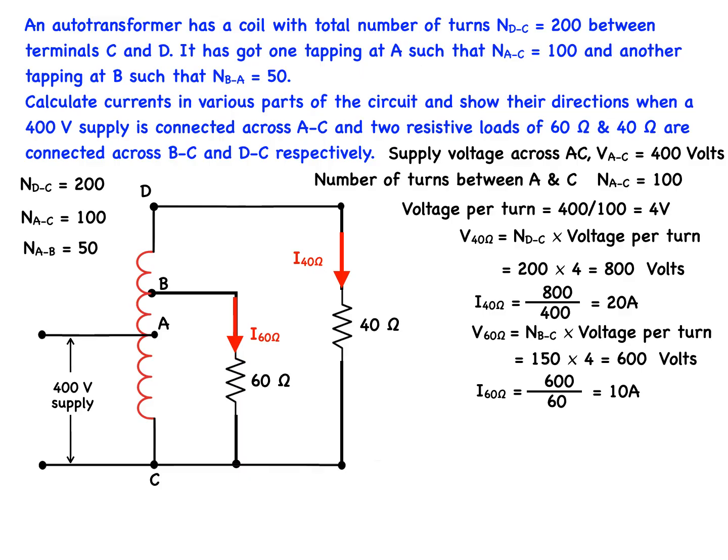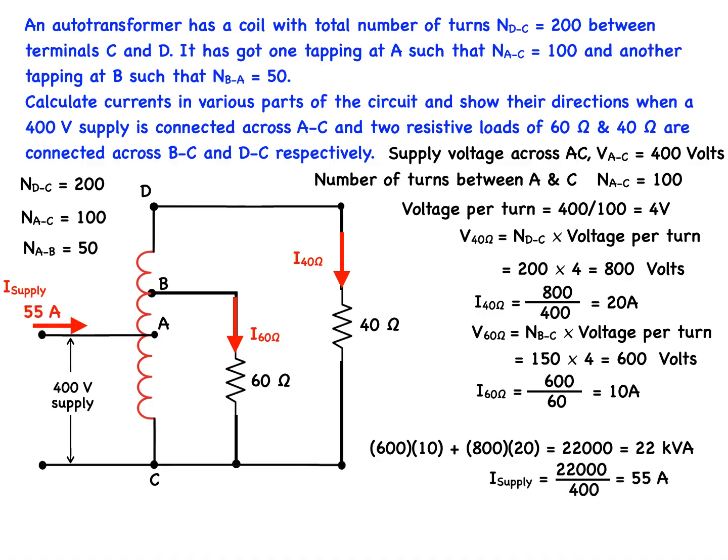In order to calculate the supply current, we start by calculating the VA input, and the VA input must equal the VA at the output, which we can calculate from the current through and the voltage drops associated with our loads, which is the VA drawn by the 60 ohm resistor plus the VA drawn by the 40 ohm resistor. Substituting the actual values, we get 600 times 10 plus 800 times 20, which equals 22 kVA. Therefore, the supply current can be calculated by dividing the VA in by the voltage, or 22 kVA divided by 400, which equals 55 amps.